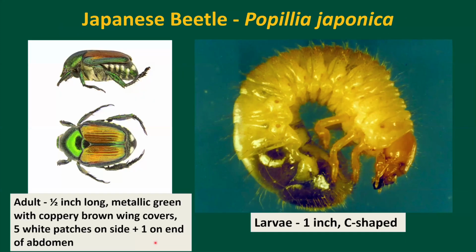And then we need to start looking for the Japanese beetle in dry edible beans and soybean fields. It's a really large insect, so it's easy to identify, about a half inch long, with beautiful coloration: metallic green with coppery brown wing covers. You can also use the white patches, 5 on the side and then 1 on the tail end. And the larva is kind of large as well when it's mature, 1 inch and C-shaped.